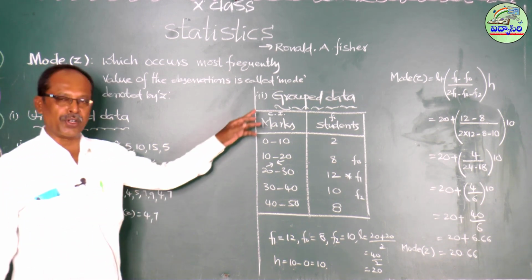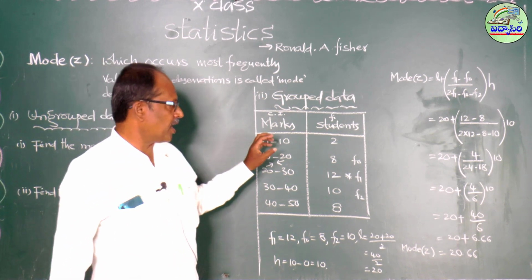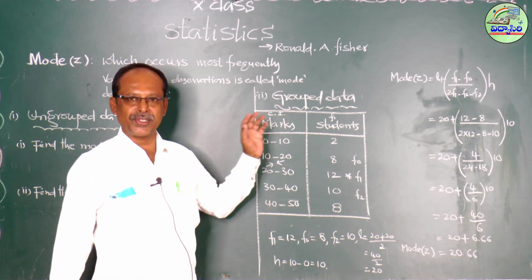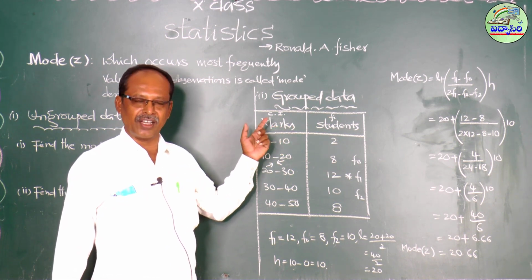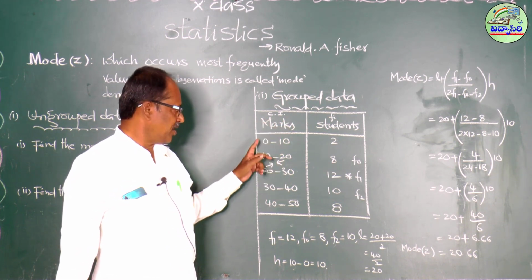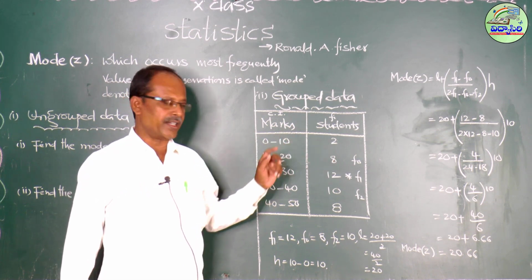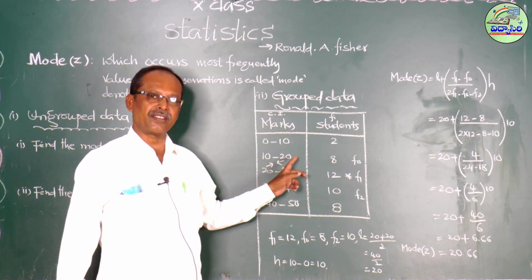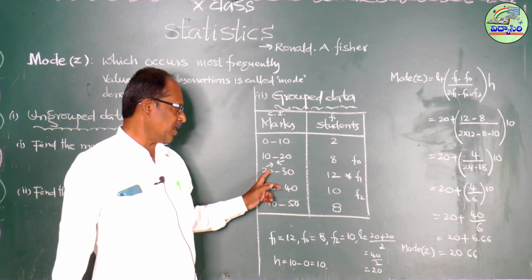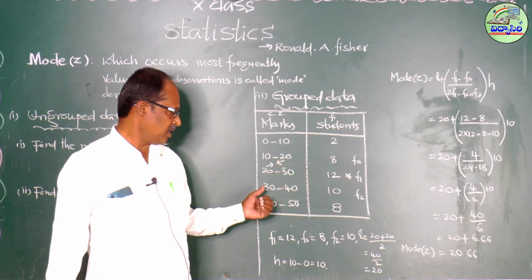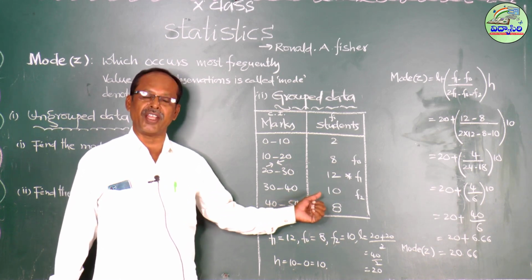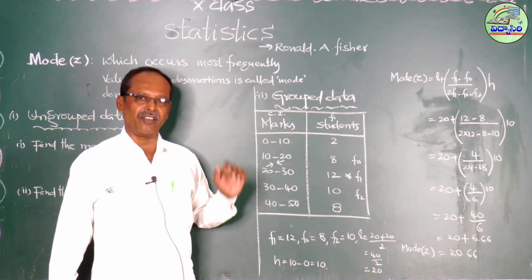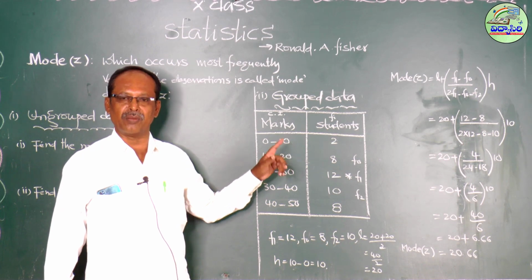Next, group data. The table shows the students' marks secured in SA1: 0 to 10 marks, 2 students; 10 to 20 marks, 8 students; 20 to 30 marks, 12 students; 30 to 40 marks, 10 students; 40 to 50 marks, 8 students. This is the given data. Here, find out the mode.